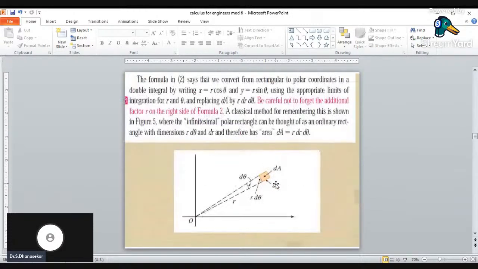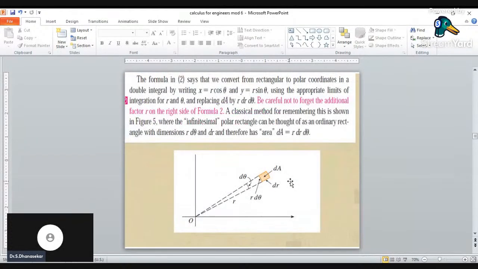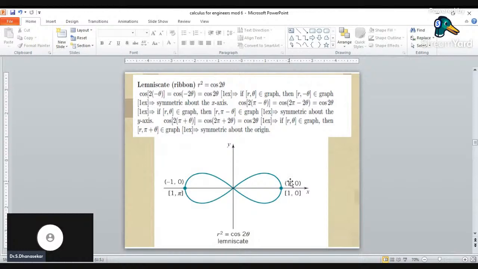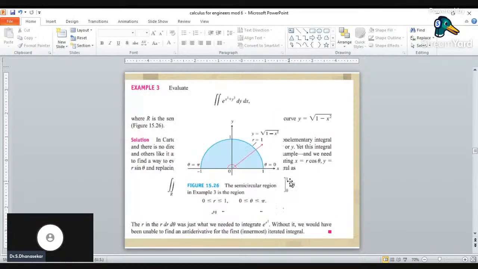Now please remember that whenever you are changing into polar coordinates, dA or dx dy or dy dx, you always have to put r into dr into d theta. R into dr into d theta. That is the key we have to remember. Now let's go to changing into polar coordinates and do an example.